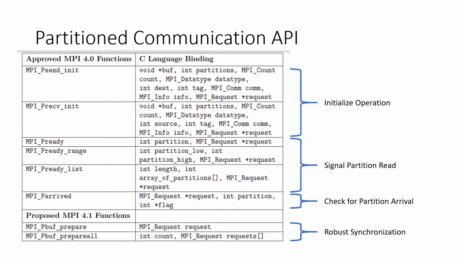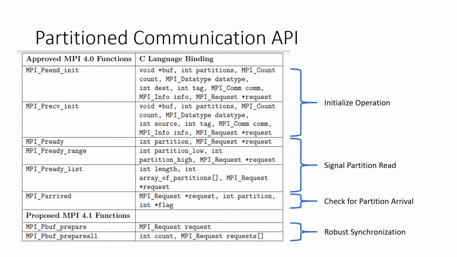This is the Partitioned Communication API as approved by the MPI forum. As you can see, it consists of 6 functions that are grouped into 3 different categories. The first category is the initialization operations, which behave similarly to the initialization operations for persistent communication, where it sets up a persistent request object that's used to drive and check on the rest of the operation.